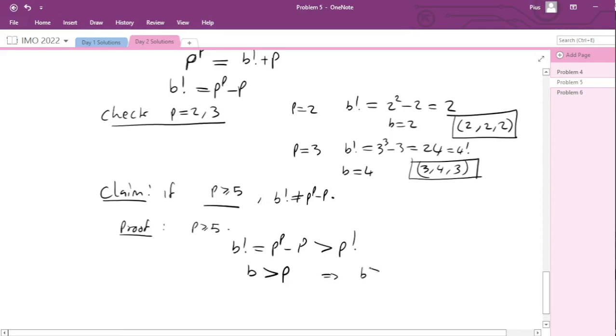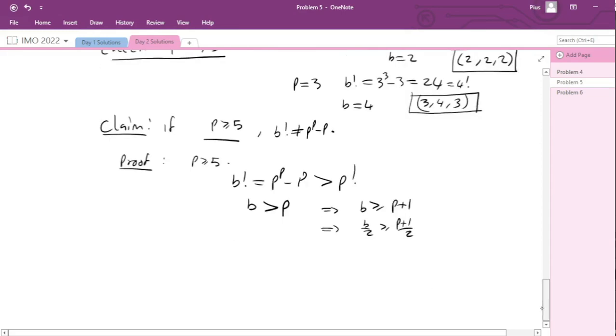Okay, so what does this mean? It means that B has to be at least P plus 1. And B over 2 is greater than or equal to P plus 1 over 2, which is an integer. So if we take the floor, it means that this value here is greater than or equal to this. So from this, we could get the next step we want to deal with.